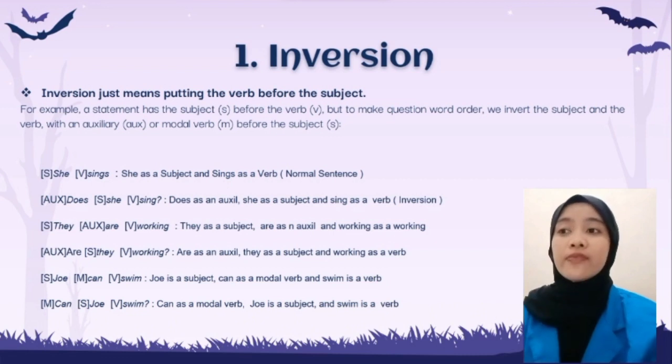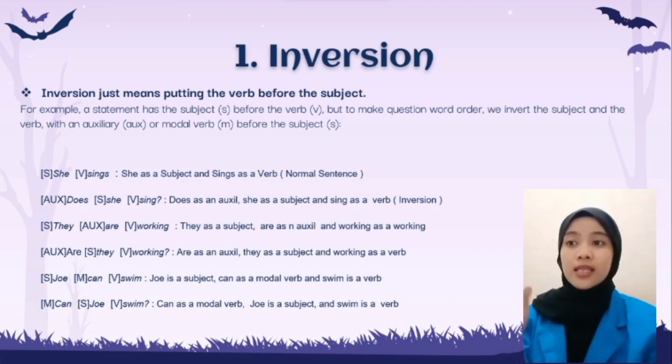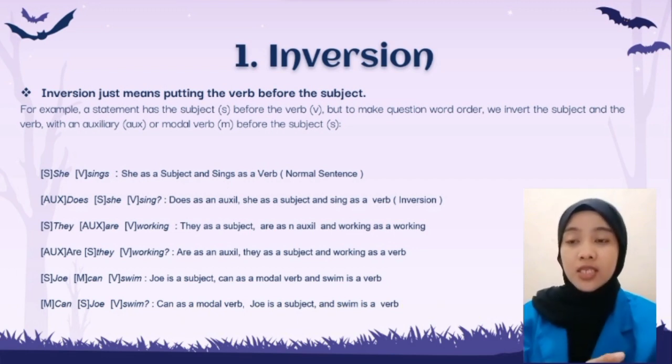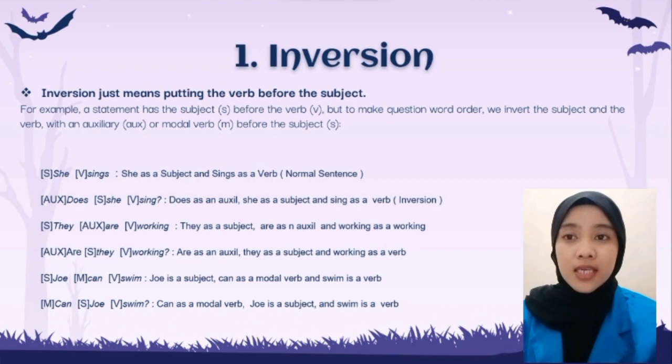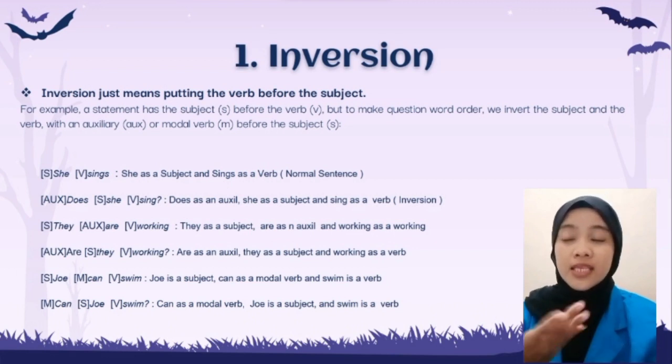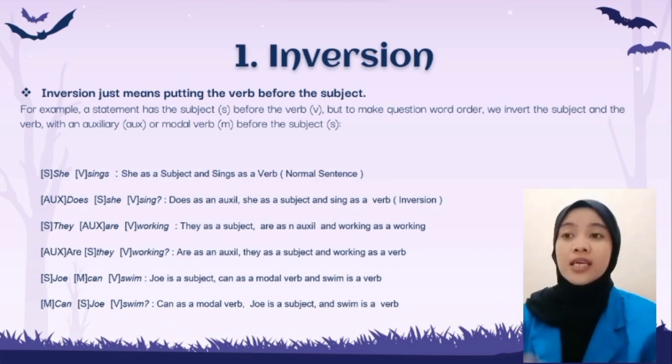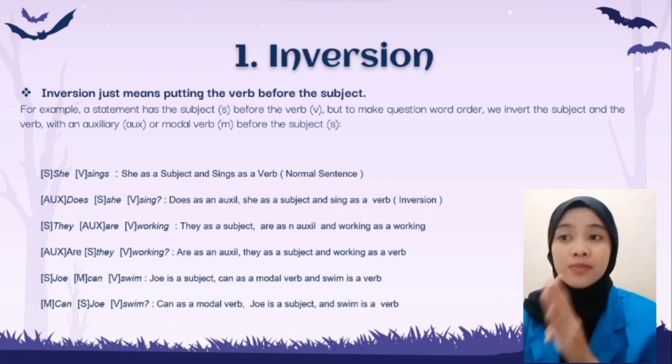The first is: she sings. She is the subject and sings is the verb. This is the normal sentence. Second is: does she sing? Does is an auxiliary, she is the subject and sing is the verb. This sentence is an inversion because does comes before the subject.